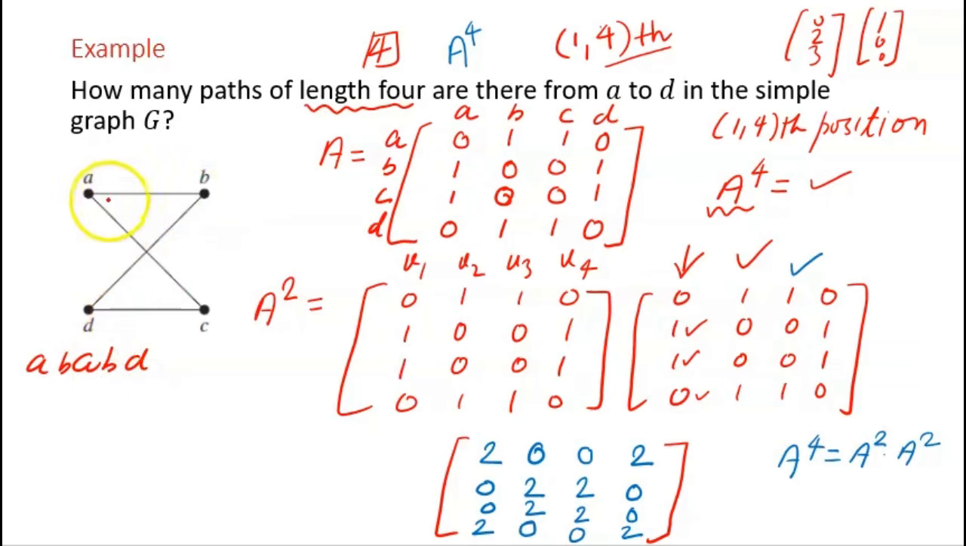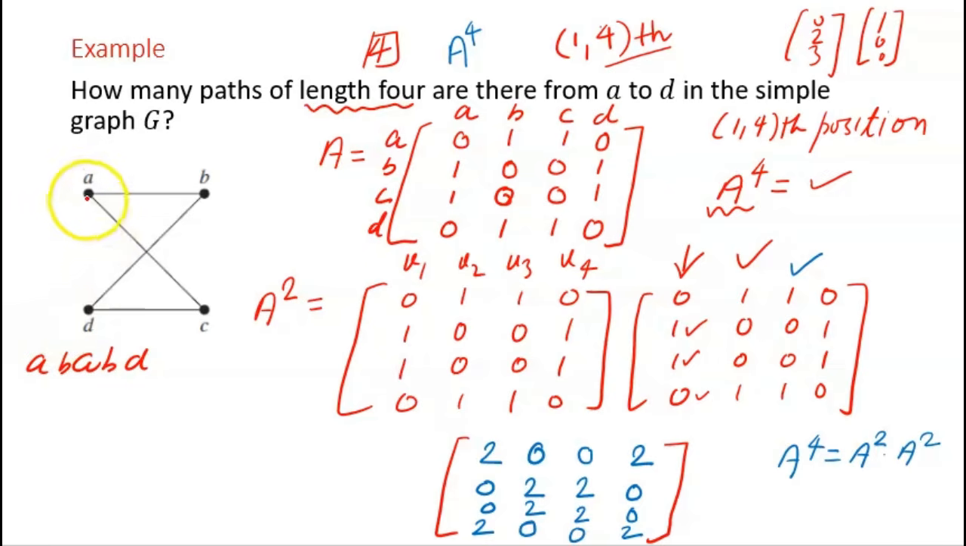I repeat it: A to B is length 1, B to A is length 2, then A to B is length 3, and then B to D is length 4. I am saying path, which means I am not restricting you from repeating edges. I already told you that we are using the notation from the previous video. It was highlighted that by path we mean that edges may be repeated. By simple path we mean that edges should not be repeated.